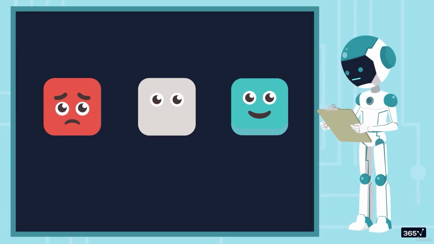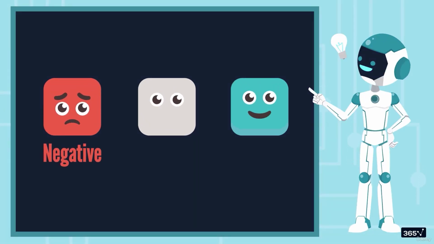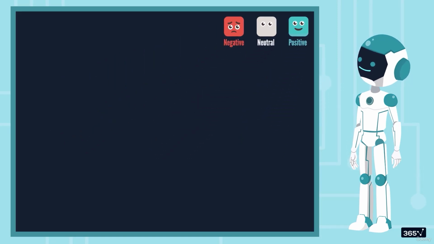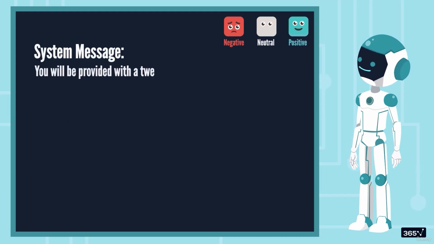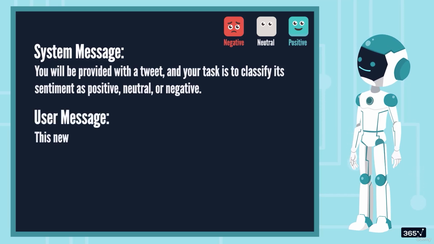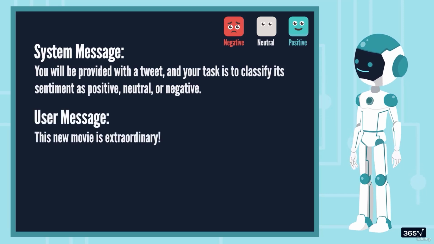As an example, imagine we train a chatbot to perform sentiment analysis. So, we pass the following sequence of system, user, and assistant messages. First comes a system message reading, "You will be provided with a tweet, and your task is to classify its sentiment as positive, neutral, or negative." Then we feed a user message with the following content. "This new movie is extraordinary."